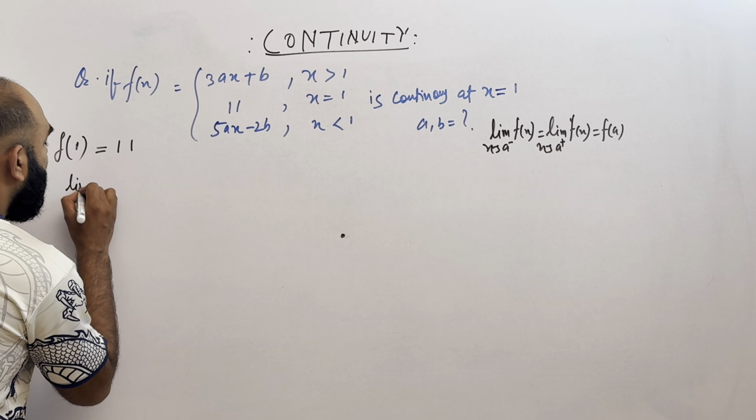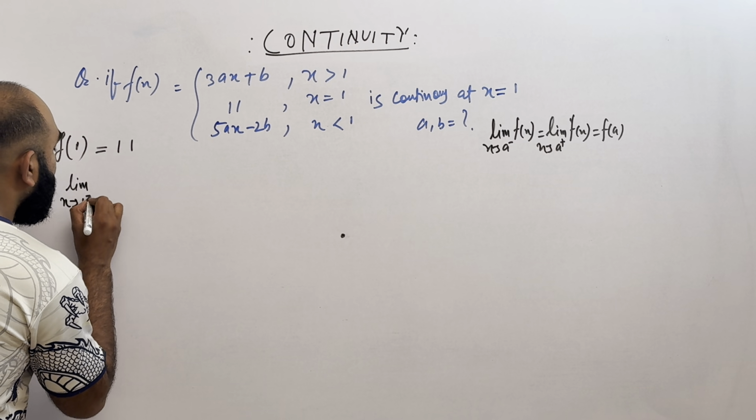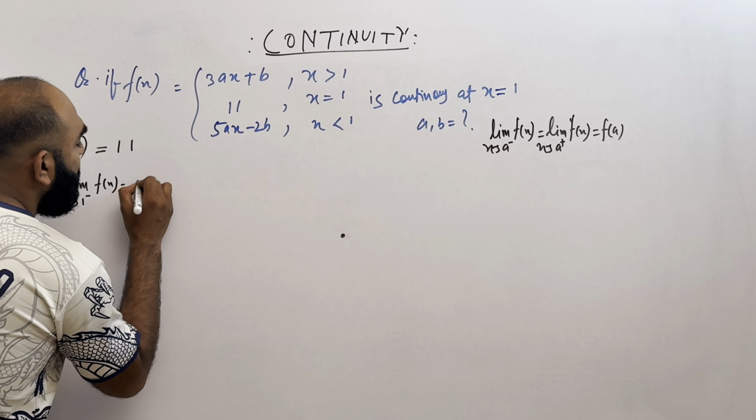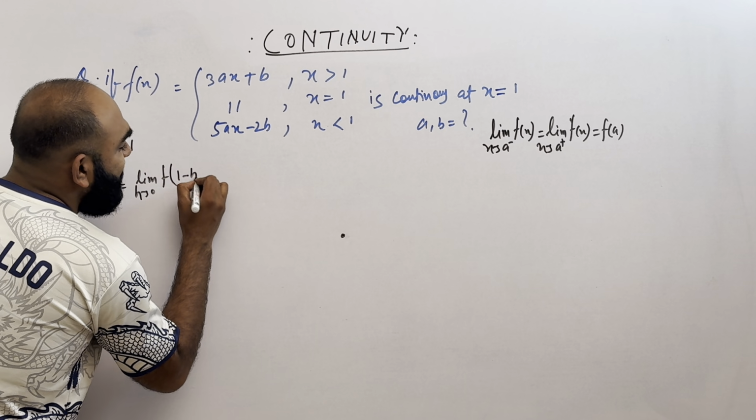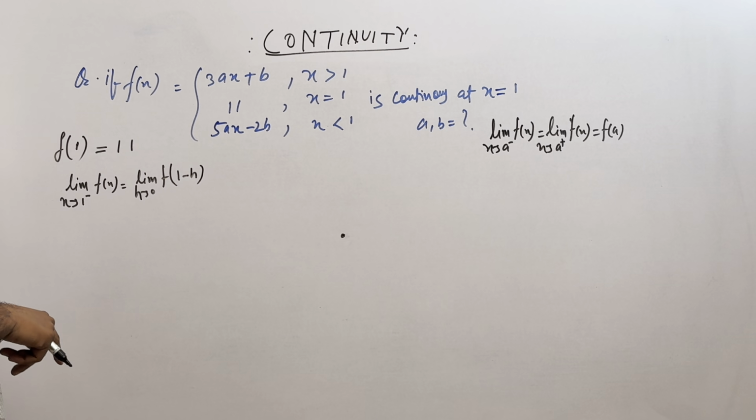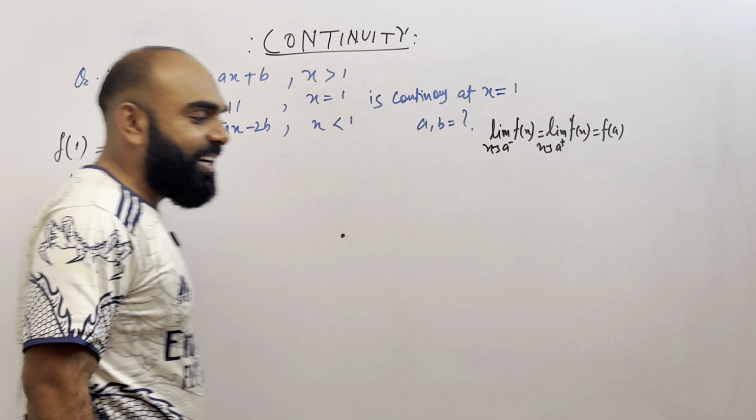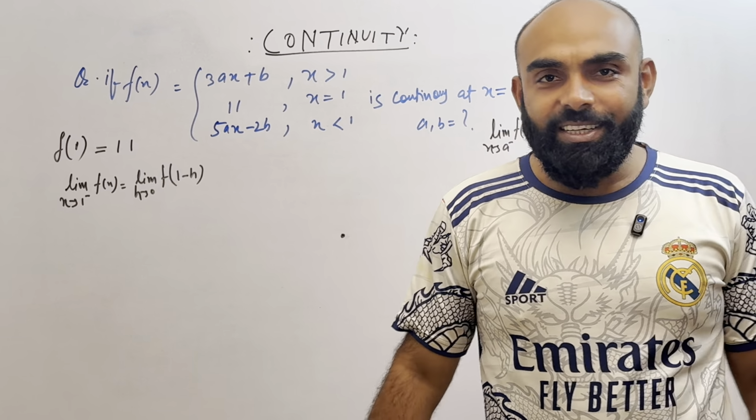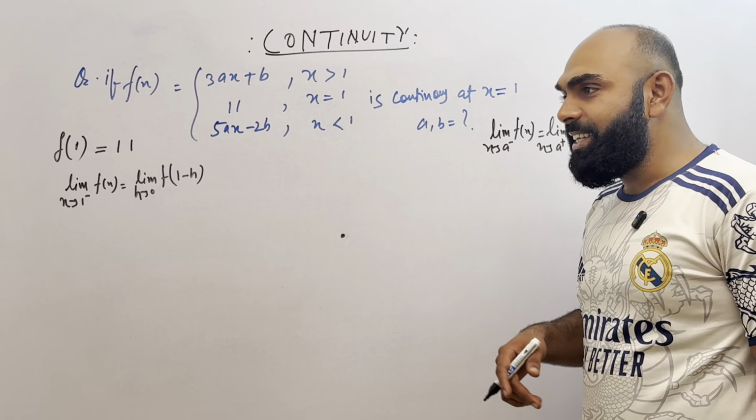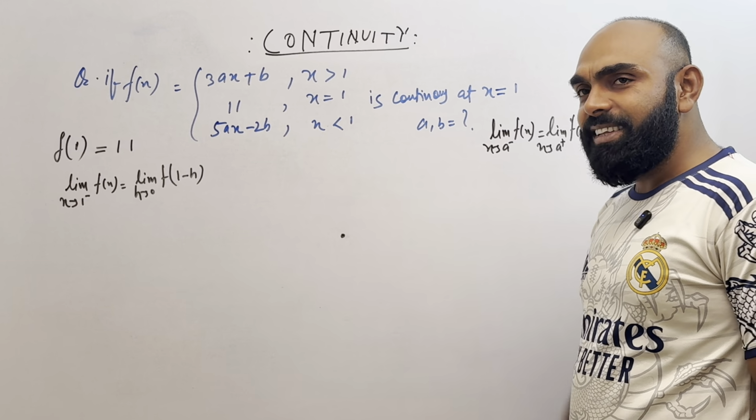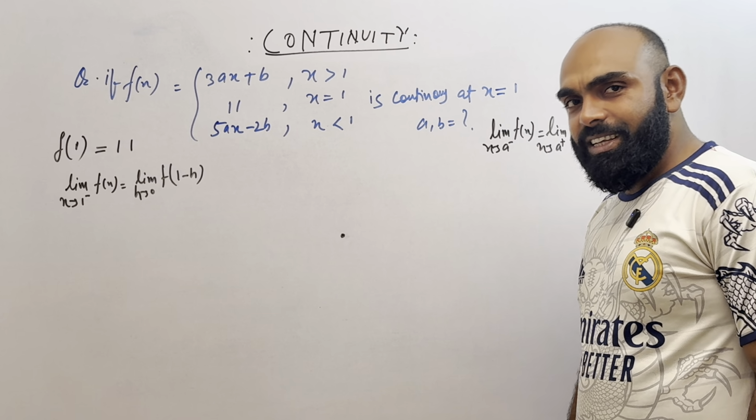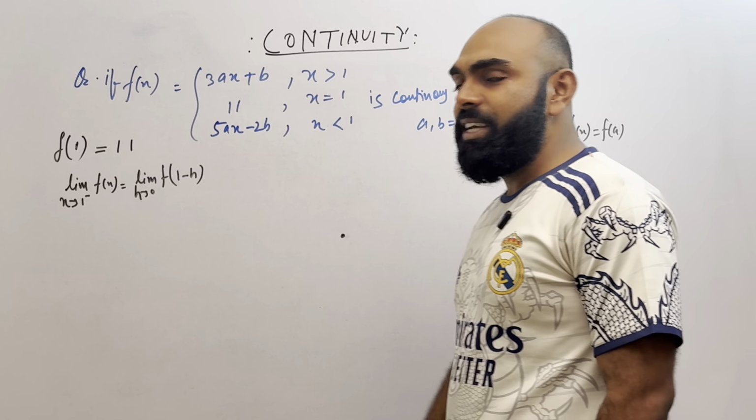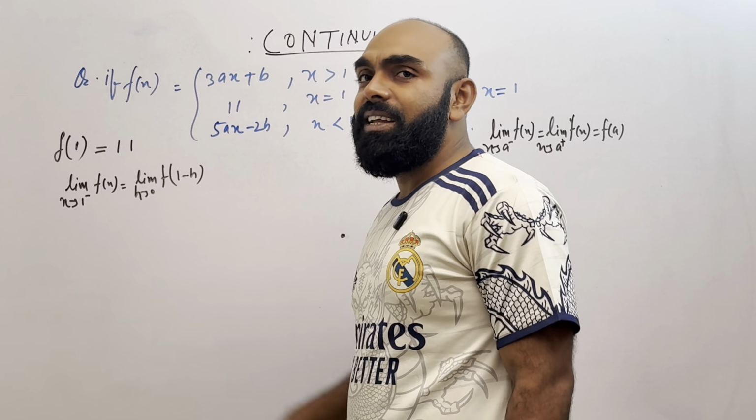Sir, limit x tends to 1 minus f of x is equal to limit h tends to 0 f of 1 minus h. Sir, you are finding left hand limit. Very smart guy. Left hand limit. Sir, for left hand limit, for less than 1, which function is valid? For less than 1, sir, this function is valid, sir: 5ax minus 2b. 5ax minus 2b is valid for x less than 1.